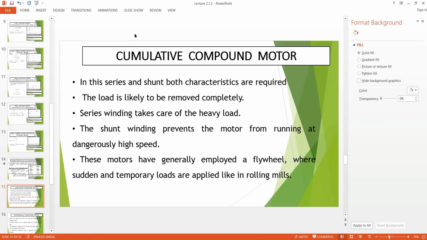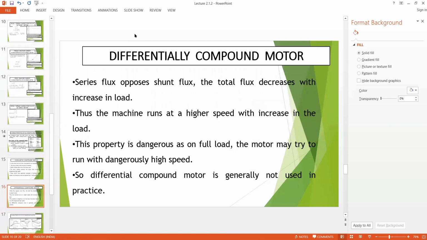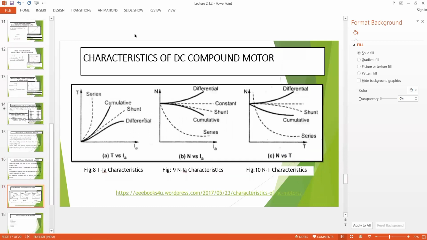Series winding takes care of heavy load, whereas a shunt motor prevents a motor from running at dangerous speed. So these two characteristics are required for any kind of motor. Differential compound, normally we don't use it because it is very dangerous on full load and it can attain very high speed. You can see all the three characteristics in one slide that I made only for you.